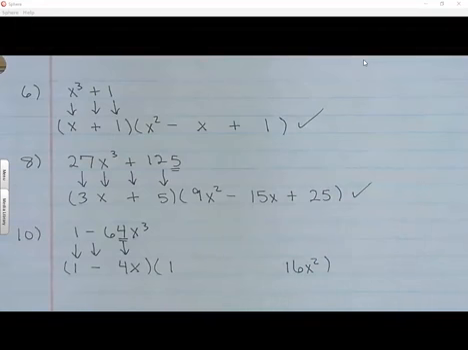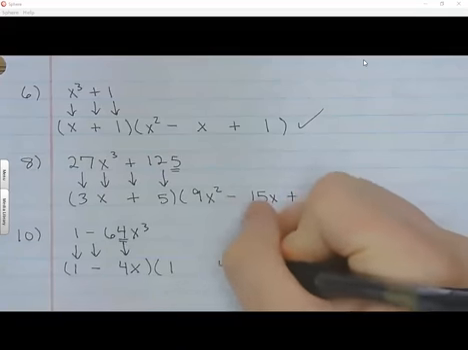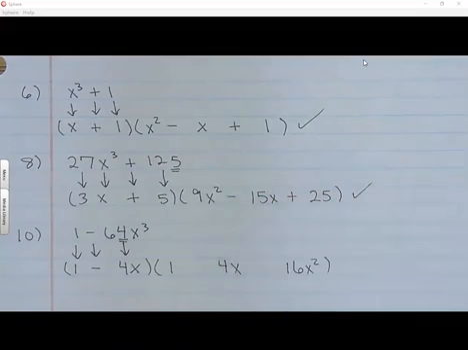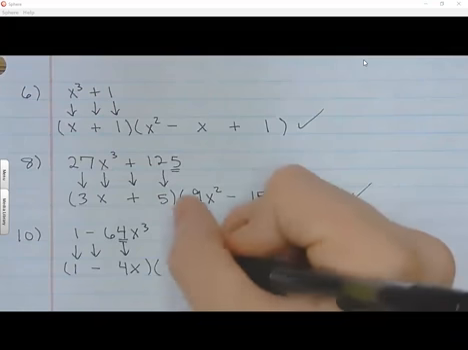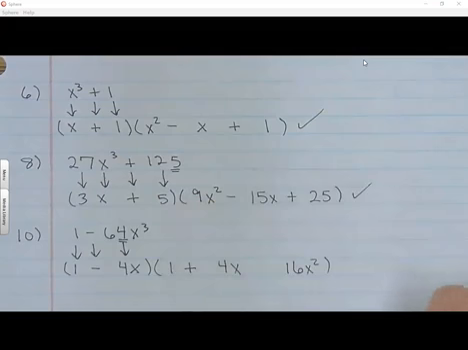And then the last thing I'm going to do is multiply the two parts together. 1 times 4x gives me 4x. Pretty simple. The last thing I do is I put my signs down. So same, opposite, I need a plus, and then the last one is always positive. And I'm done.